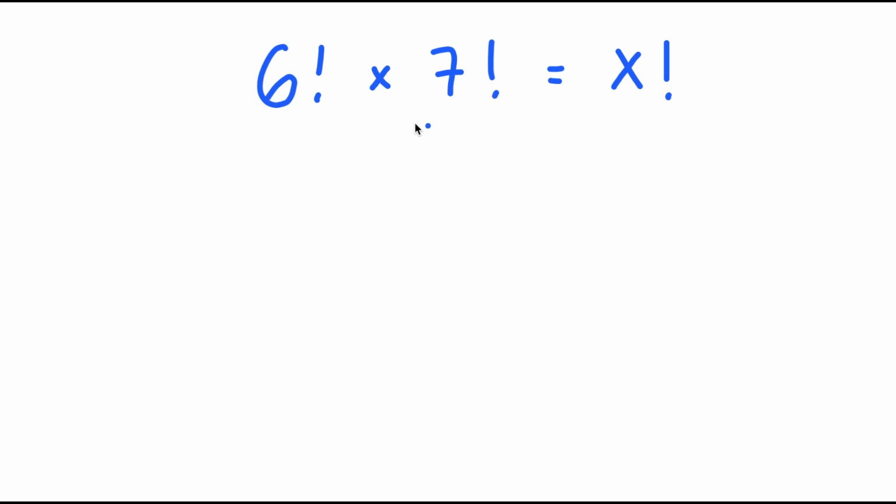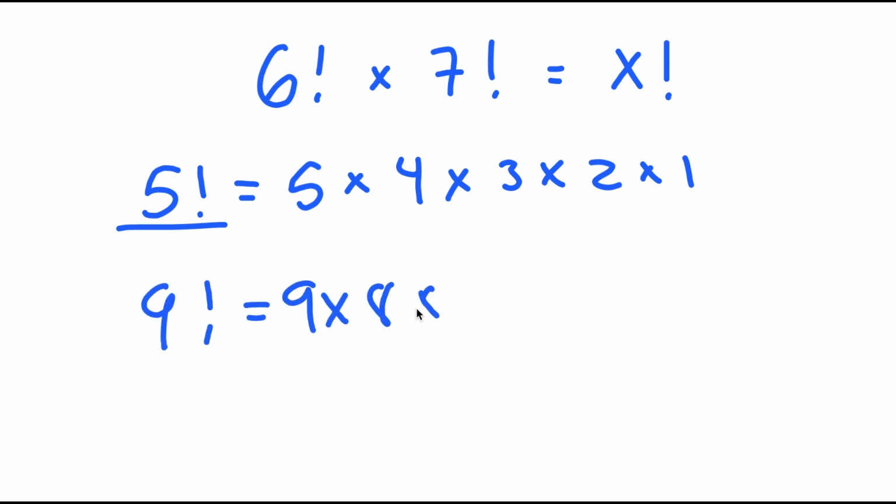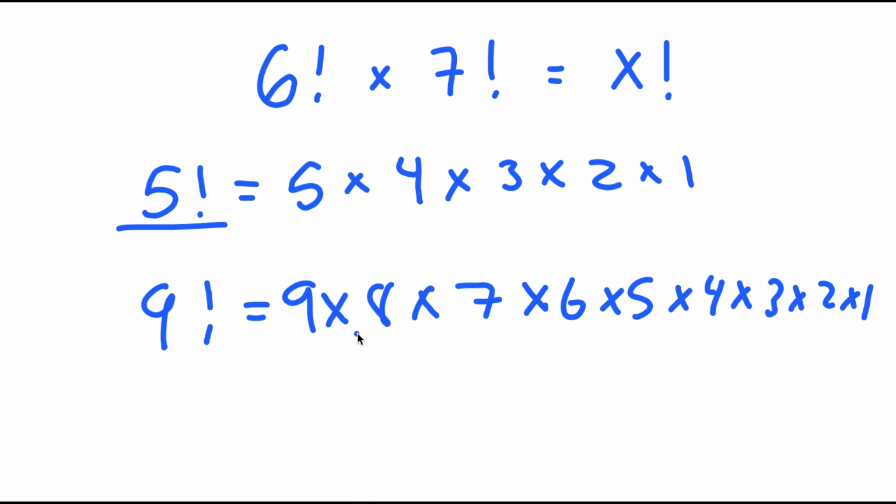So for those of you who don't know, a factorial, let's just say as an example, 5 factorial, is going to be equal to 5 times 4 times 3 times 2 times 1. So it's the number, factorial, times itself minus 1 forever until it reaches 1. So let's try 9 factorial. This is equal to 9 times 8 times 7 times 6 times 5 times 4 times 3 times 2 times 1. So we're going to keep on multiplying the previous number n minus 1 until we reach the number 1.